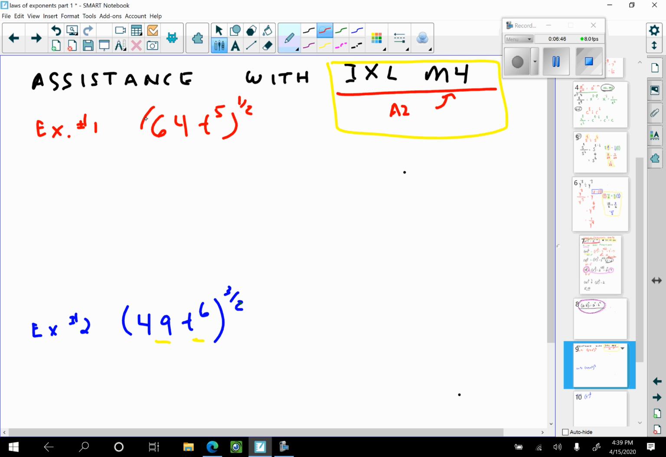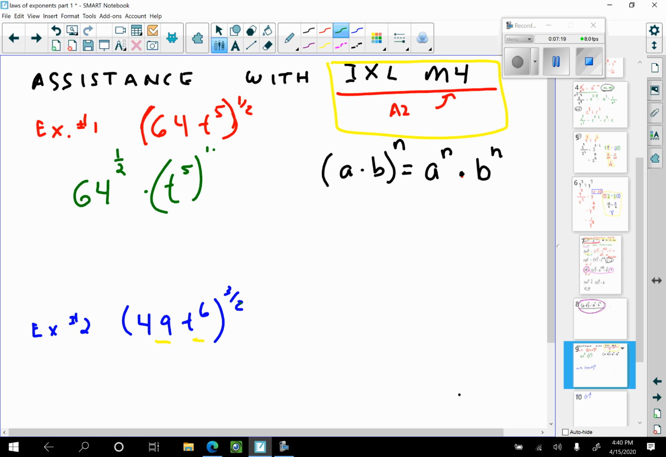So now here's example 1. I have 64 times t to the 5th, all to the 1/5 power. The first thing I'm going to do is use this property: a times b to the n is equal to a to the n times b to the n. So I'm going to say this is 64 to the 1/2 times t to the 5th to the 1/2.